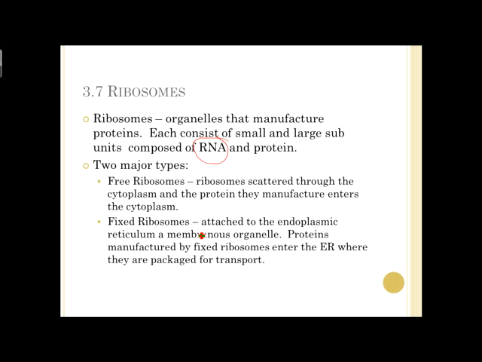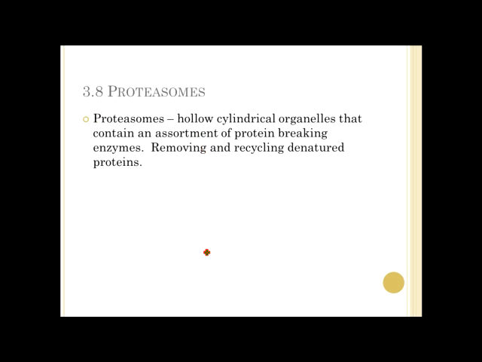And then we have fixed ribosomes, attached to the endoplasmic reticulum, a membranous organelle. Proteins manufactured by fixed ribosomes enter the endoplasmic reticulum, where they are packaged for transport. And these would be proteins that we are sending out to other locations.